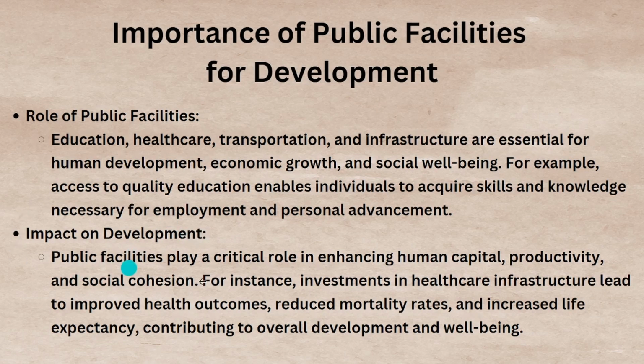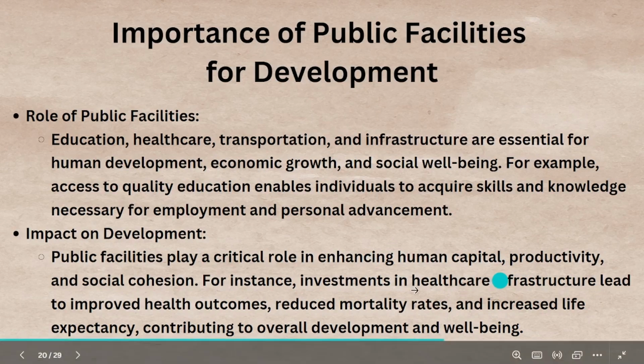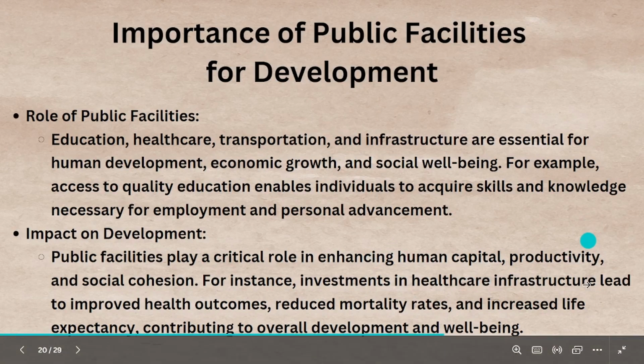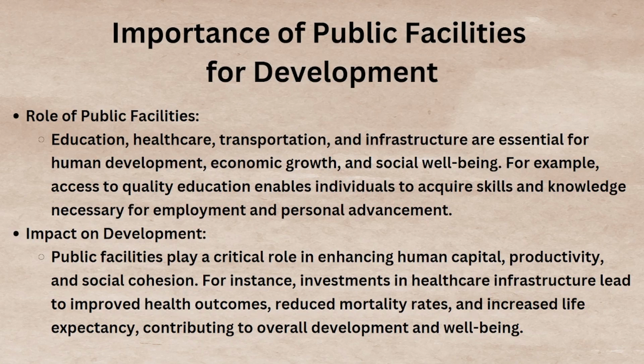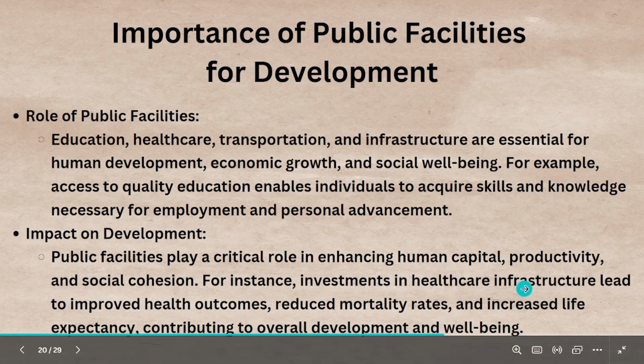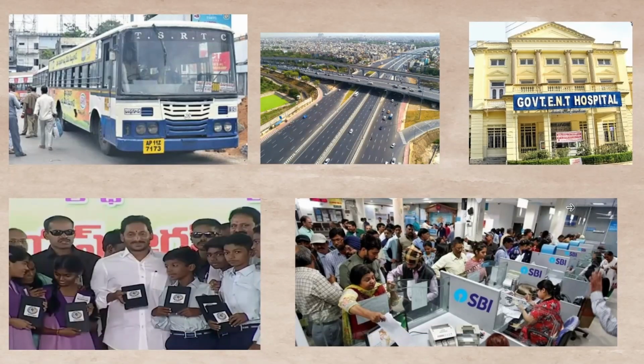Impact on development. Public facilities play a crucial role in enhancing human capital, as I discussed just before, productivity and social cohesion. Social cohesion means having a peaceful social community instead of fighting, or instead of having inequalities. For instance, investment in healthcare infrastructure leads to improved health outcomes, reduced mortality rates, and increased life expectancy, contributing to overall development and well-being. So these are the examples, right?